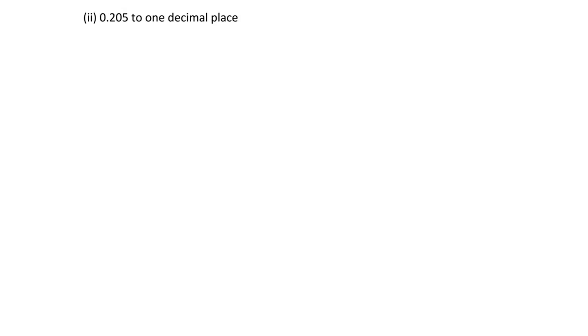For Roman 2, we are supposed to round off 0.205 to 1 decimal place. Okay, so for this one, since this 0 is less than 5, then the value is going to be 0.2. And this is going to be our answer.